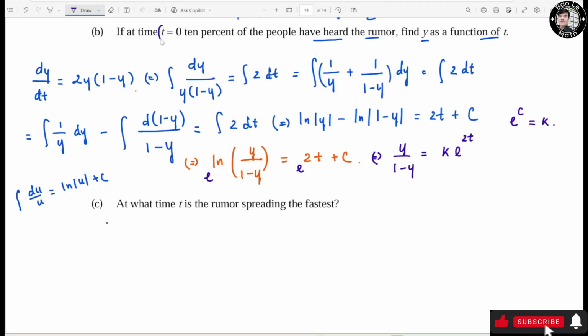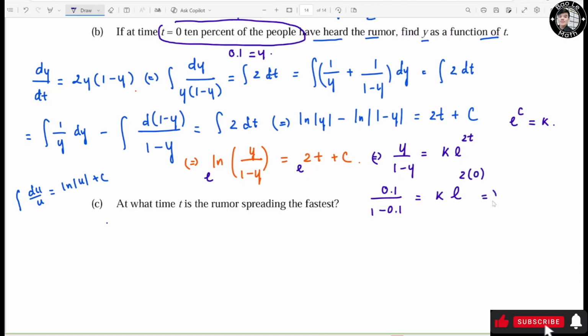I'm going to use the initial condition right here. At t equals 0, 10% of the people heard the rumor, right? Which means 0.1 equals y, right? So I'm going to end up with 0.1 divided by (1 minus 0.1) equals k times e to the 2 times 0, right? So k equals 0.1 divided by 0.9. It's going to be 1 over 9, right?